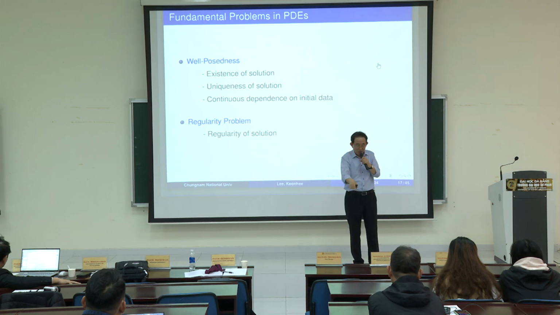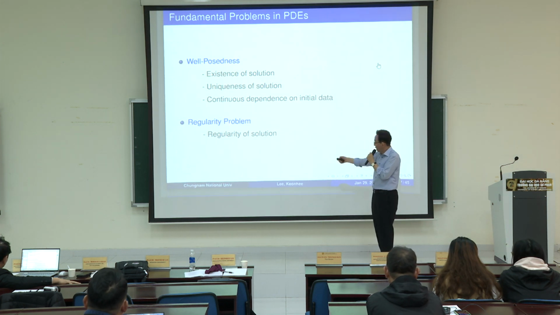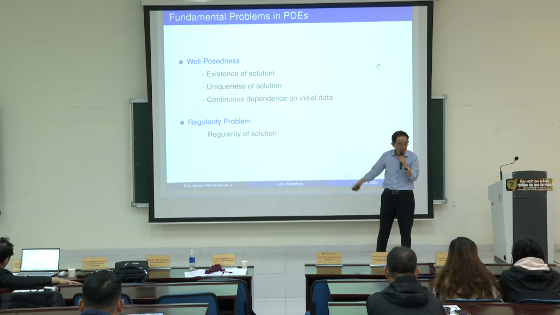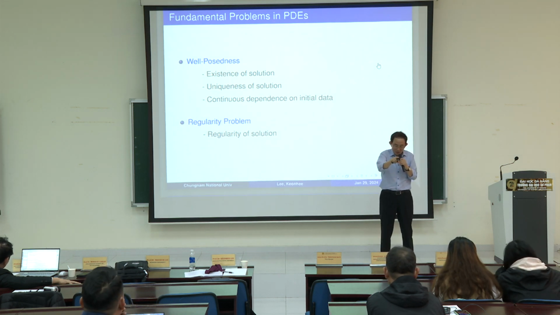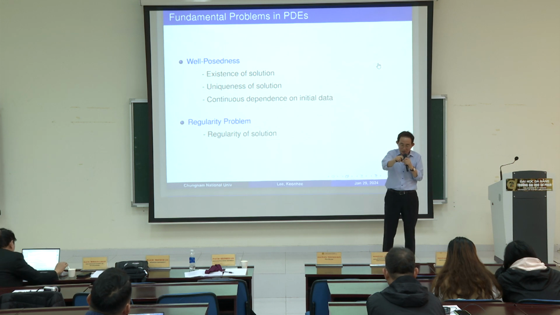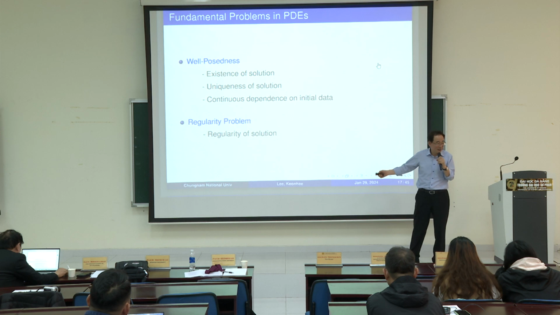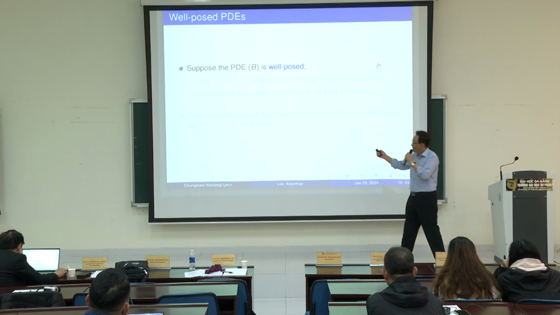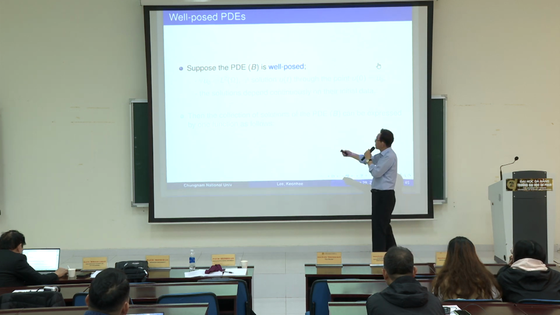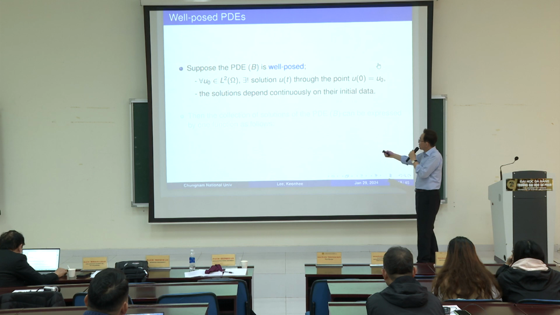Continue. And how much regular? How much regular? This is most difficult. How much regular? C1 plus 1/2, C1 plus 1/3, C1 plus 1/4. Very difficult, delicate. But don't worry. In our case, PD is well posed. There is a unique solution.